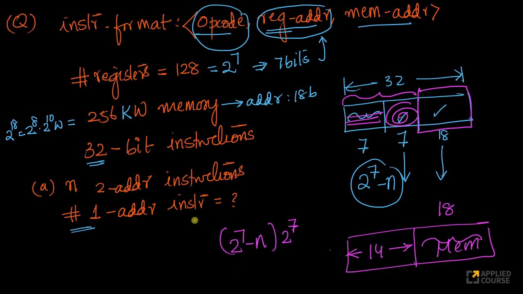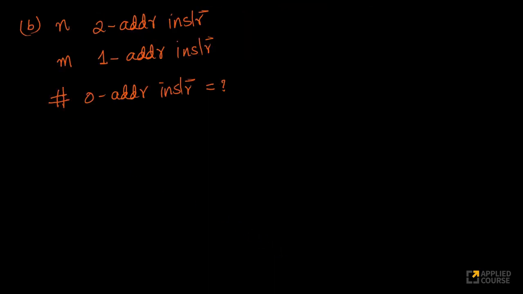So I can write this as the number of 1 address instructions. How do I compute them? Of these 7 bits, I can have 2 power 7 possibilities. Of the 2 power 7, n have been taken by your 2 address instructions. So how many are left for 1 address instructions? 2 power 7 minus n. So after the 2 power 7 minus n, these can be anything, because I'm just doing the expanding opcode strategy here. So 2 power 7 minus n into 2 power 7. That's the number of 1 address instructions I can have. Very simple.